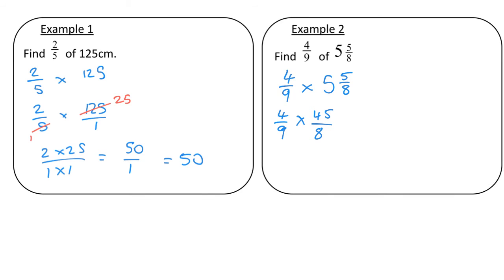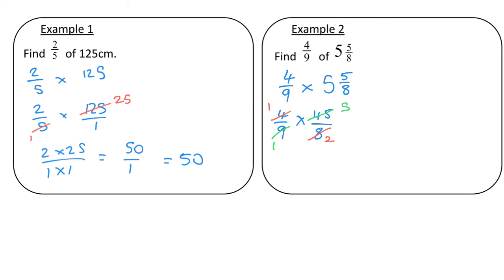So now we look to see where we can cancel. So we don't cancel sideways, we've got to cancel top and bottom. And 4 and 8 are both divisible by 4, and they'll divide to give 1 and 2. And 45 and 9 are both divisible by 9 to leave 1 and 5.